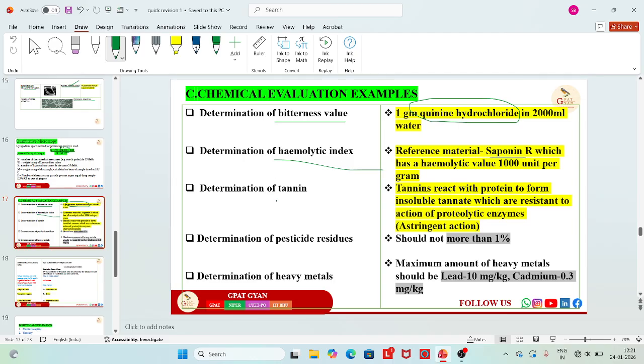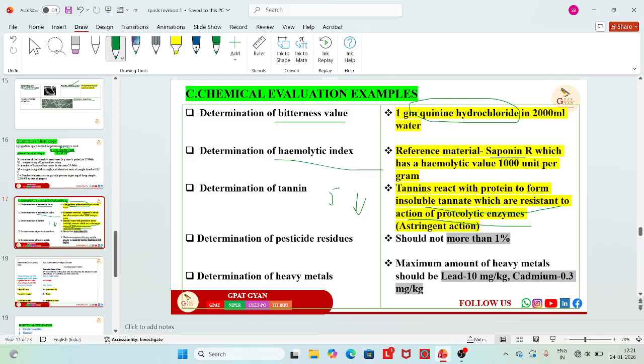For the determination of tannin, tannin reacts with protein because of its astringent action. It will form the insoluble tannate which is resistant to the action of proteolytic enzymes. So basically the astringent action of tannin is essential for precipitating the proteins.